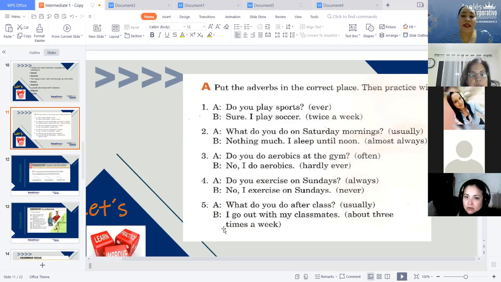So this one, right? About three times a week. About three times a week, right? So this one, it will be the pronunciation. I hope that you will be able to practice with your partner. Espero que hayan podido practicar con sus compañeros. Y no sé si antes de que nos vayamos, ¿tienen ustedes alguna pregunta, duda con respecto a esto?